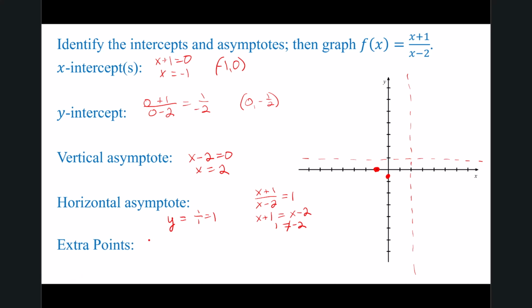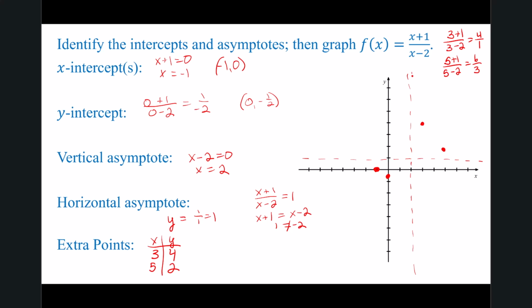Let's find a couple of extra points. We have a couple of points to the left. Let's look at a couple of points to the right of that vertical asymptote. So let's try x is 3. If x is 3, I have 3 plus 1 over 3 minus 2, which is 4 over 1, or 4. So I have a point at 3, 4. 1, 2, 3, 4, about right here. Let's see what happens if x is 5. So if x is 5, I have 5 plus 1 over 5 minus 2, which is 6 over 3, or 2. So we have a point at 5, 2.